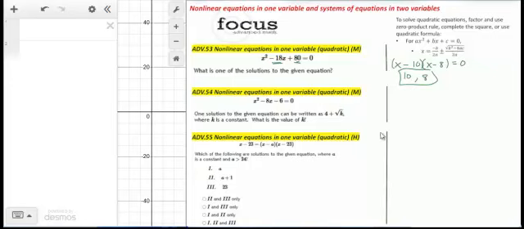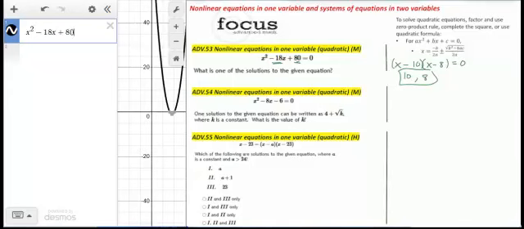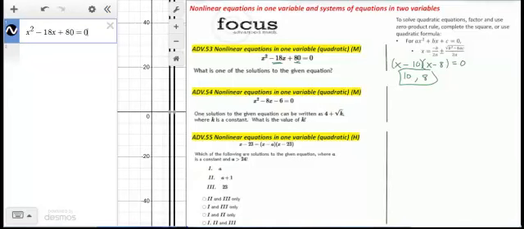If you do want to use a calculator, even though you can solve this on Desmos, if you are typing this equation in directly on Desmos and you set it equal to x, you can click and see 8 and 10 would be your two solutions.